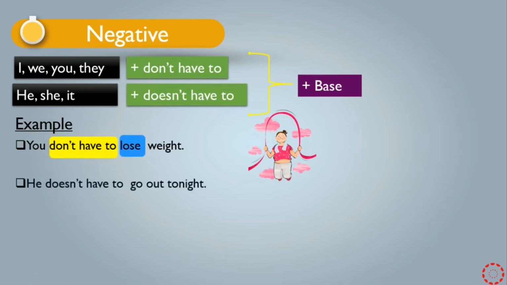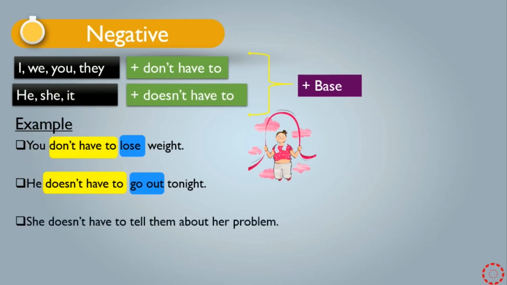Another one, he doesn't have to go out tonight. As you see, because we have he here, I have to use doesn't have to according to this rule. She doesn't have to tell them about her problem. Again, we have doesn't have to because our subject is she, and tell is the verb and has to be base.